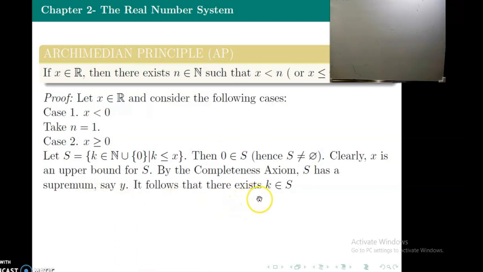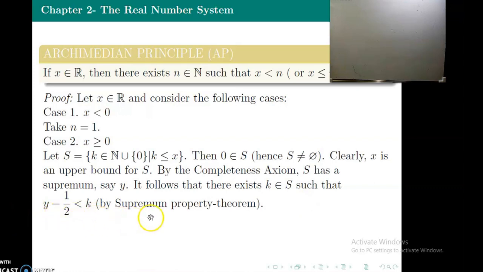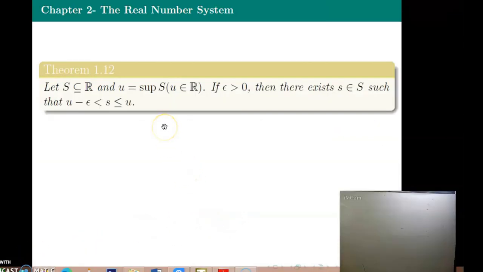It follows that there exists K in S such that Y minus 1/2 is less than K. We call this the Supremum property theorem. So actually we have proved this one. Let me recall the Supremum property theorem. It states that if U is a supremum of S, then for any epsilon greater than 0, there exists S in the set such that this is satisfied.